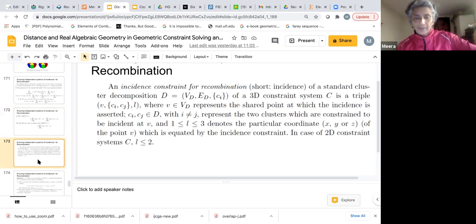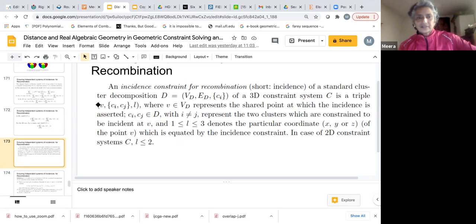Okay, so these are quantities to keep in mind. And another notation to keep in mind before we talk about this matroid is this triple (V, Ci, Cj, L). What this is saying is that V is the shared point at which the incidence is asserted, Ci and Cj are the sharing clusters in D, and L, with 1 less than or equal to L less than or equal to 3, denotes the particular coordinate x, y, or z of the point V, which is equated by that incidence constraint.